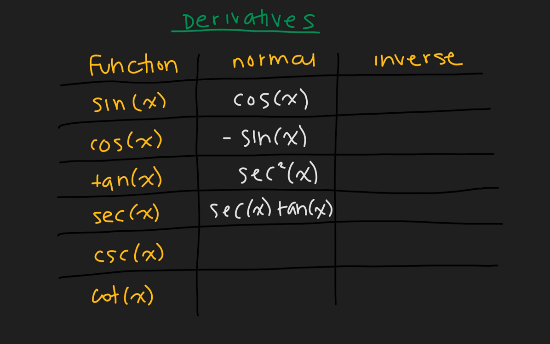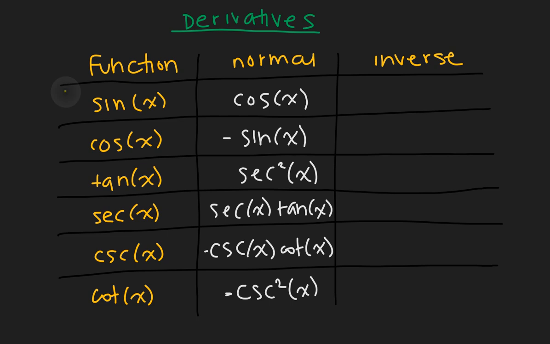For cosecant of x, we have cosecant of x times cotangent. And for cotangent, we have cosecant squared of x. And for both of these, the series are both negative. So what types of patterns do we see?